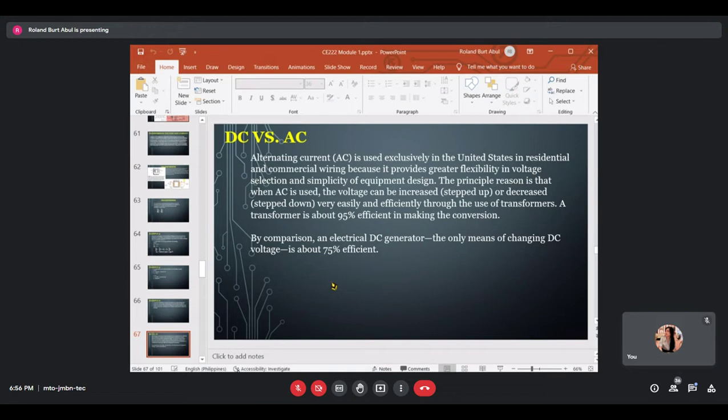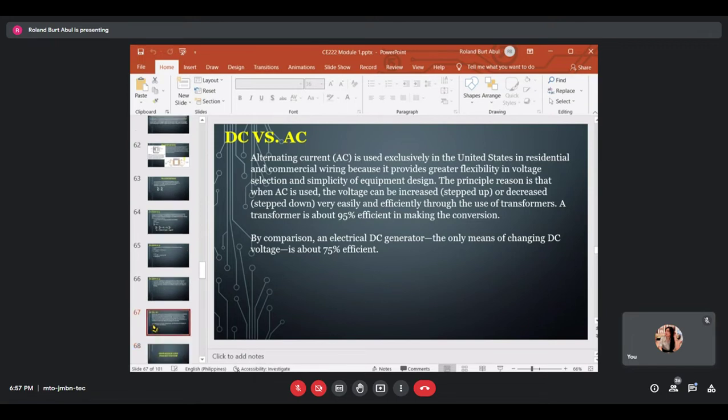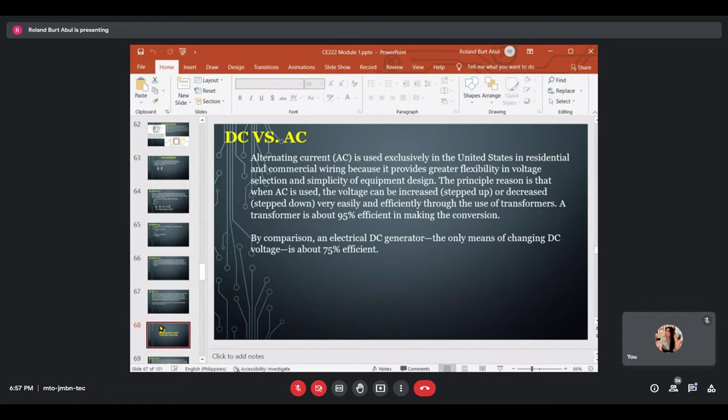Okay, sige. So next, alternating current is used exclusively in the United States in residential and commercial wiring because it provides greater flexibility in voltage selection and simplicity of equipment design. The principal reason is that when AC is used, the voltage can be increased or stepped up or decreased or stepped down very easily and efficiently through the use of transformers. A transformer is about 95% efficient in making the conversion. By comparison, an electrical DC generator, the only means of changing DC voltage, is about 75% efficient.